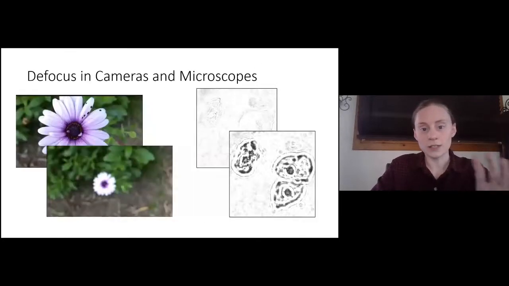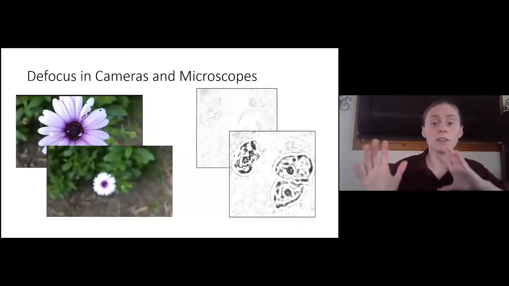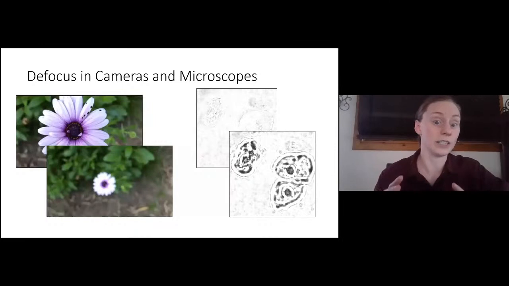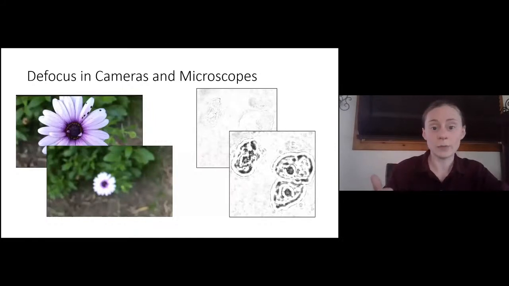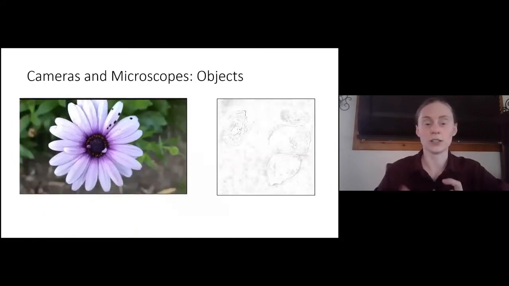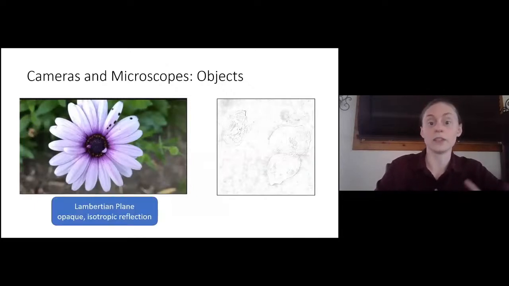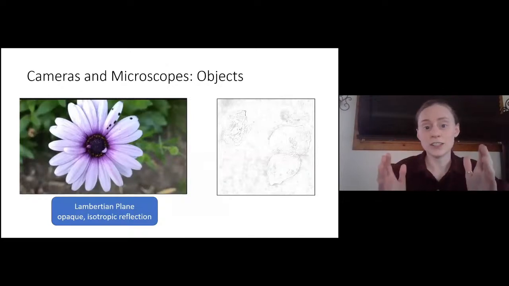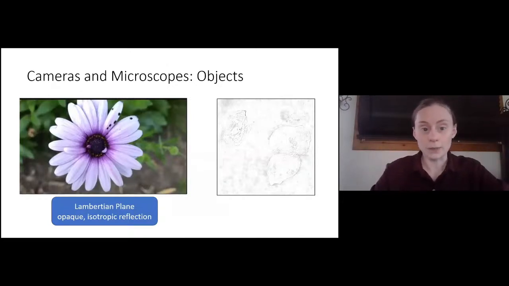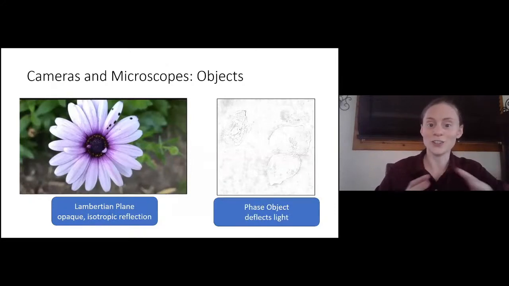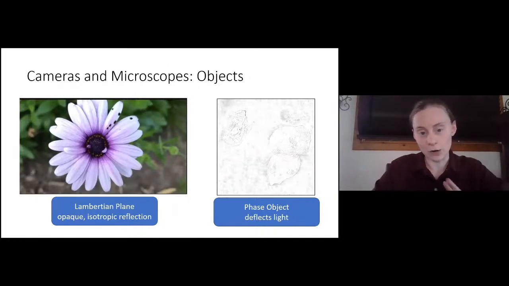So when we talk about defocus in photography and microscopy, both the image content and what happens to it are very different. We can start to break that down by looking at the kinds of objects that each system typically observes. In photography, we often assume that the world is made up of Lambertian planes, which are opaque surfaces that reflect light isotropically across angles. In phase microscopy, we observe phase objects, which are largely transparent and deflect the light that is shone through them. Now, we could take this flower picture with a microscope or this cell picture with a camera, but they'd be violating common assumptions in each setting.